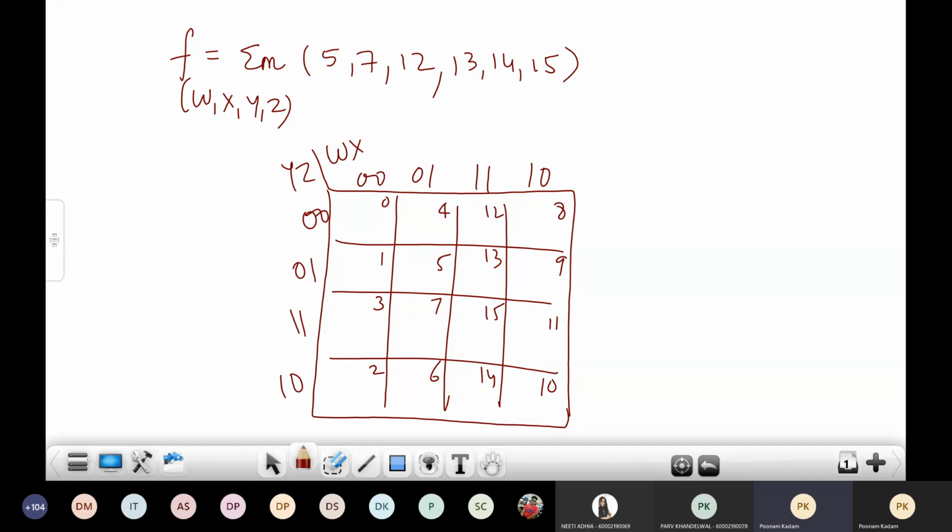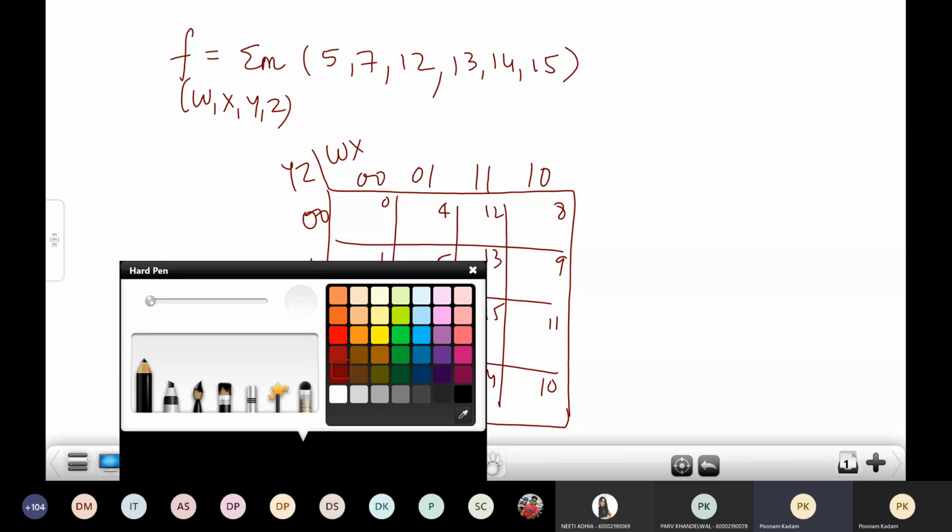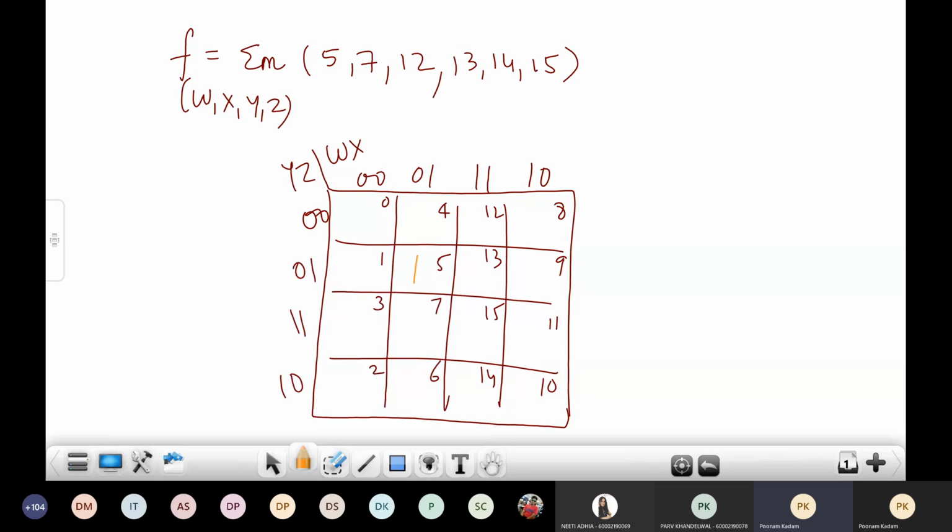Next, we have to fill this K-map. Now we have to focus on where we have to put 1. So we feed the cell with the value 1 corresponding to minterms 5, 7, 12, 13, 14, and 15. So 5, 7, let me change the color of the pen. So 5, 7, 12, 13, 14, and 15. So this is the K-map. Again, a very simple example.